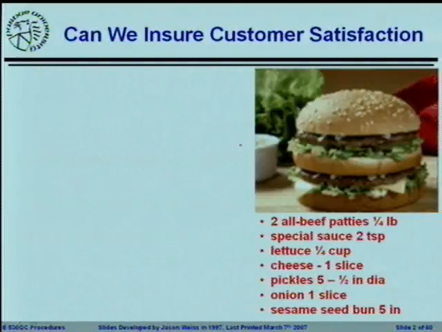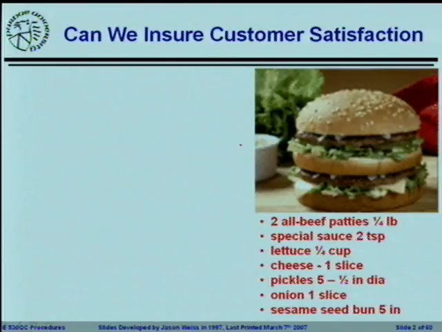All right, we already know that there are specifications, and some places have put those specifications into song. For those of us who are old enough to remember, there was a very catchy jingle that went out there to tell you the specification on making a Big Mac.